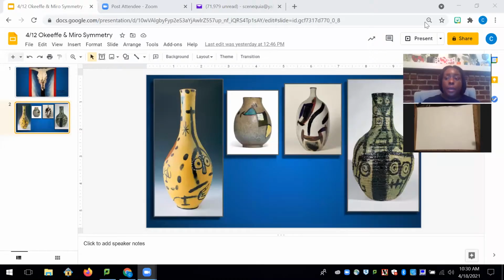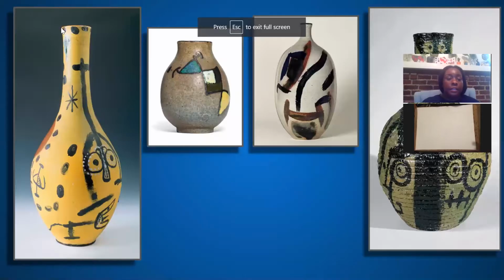Let me show you some of his work, Mr. Joan Miró. So I'm just going to share my screen with you all. And so here is some of his vases. And if you look at them, you can see that this side of his vase matches the other side of his vase. And that is what symmetry is. If you cut right down the middle, one side matches the other side, right?